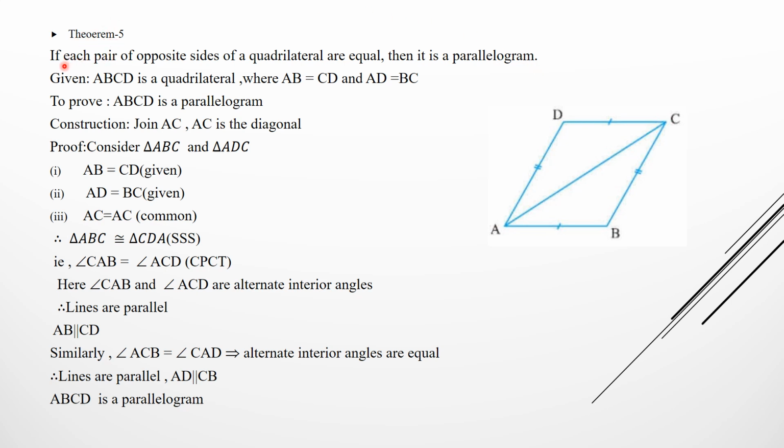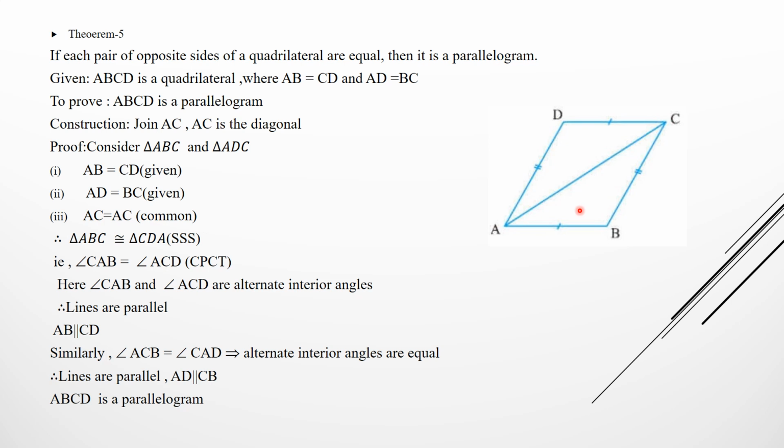The statement will be, if each pair of opposite sides of a quadrilateral are equal, then it is a parallelogram. We are given ABCD as a quadrilateral with the conditions AB is equal to CD and AD is equal to BC. We need to prove this ABCD will be a parallelogram. We know the definition of a parallelogram. That means we should prove AB is parallel to CD as well as AD is parallel to BC. For this, let us do a construction: join AC, where AC is the diagonal.